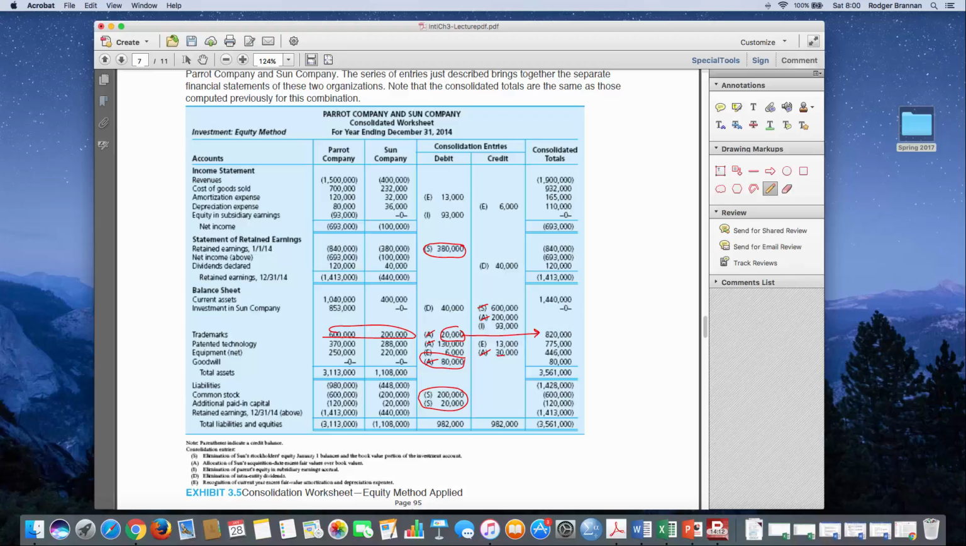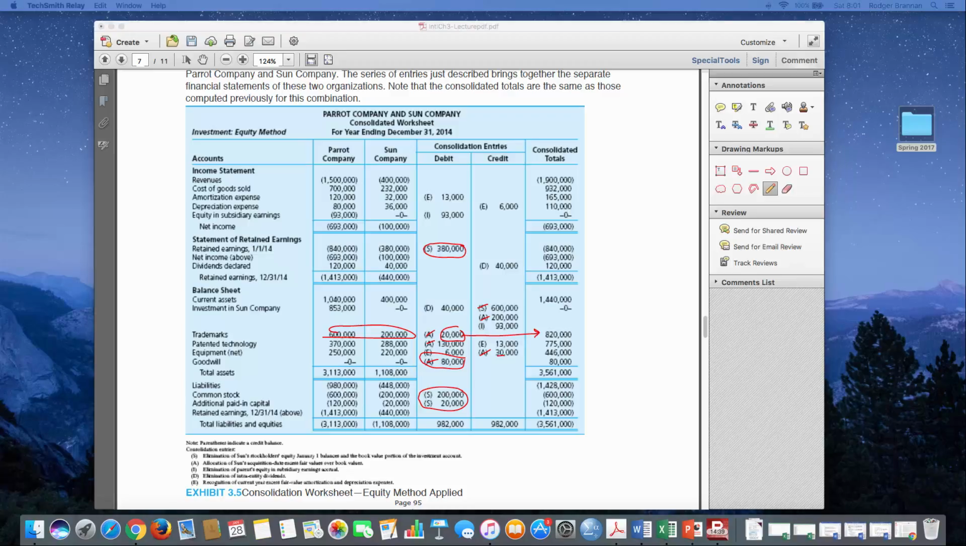That goodwill exists only in the consolidated financial statements. There is no account under parent's existing ledger accounts where goodwill exists. It's only a spreadsheet invention. So that gets carried across here, and it will remain on there because goodwill is not amortized. Rather, it's going to be adjusted each year and appraised for its value.